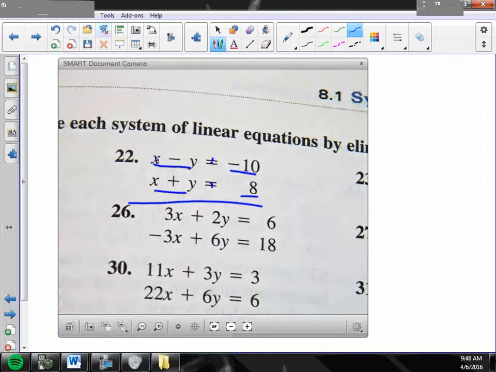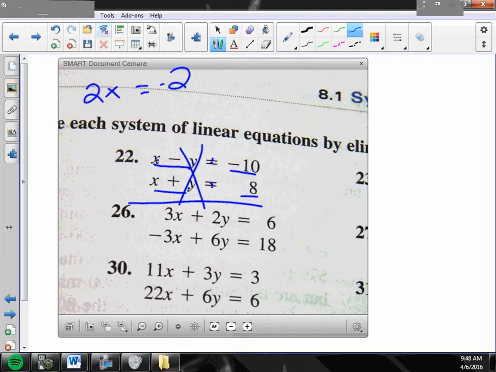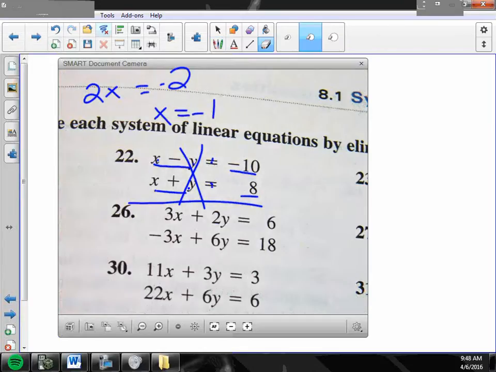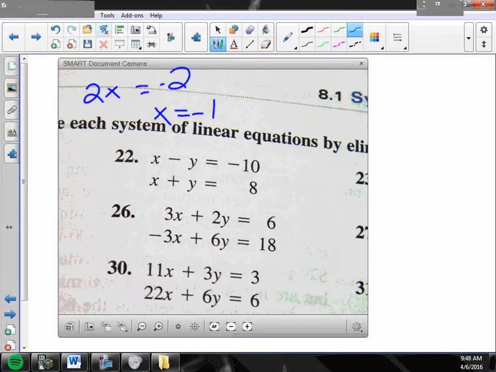So x plus x is 2x. Negative y plus y goes away. And negative 10 plus 8 is negative 2. Divide by 2, and I get x equals negative 1. So now I plug in negative 1 wherever I'd like. I'm going to add 1 over here, and I get y equals 9. So negative 1, 9 is the solution to that system.